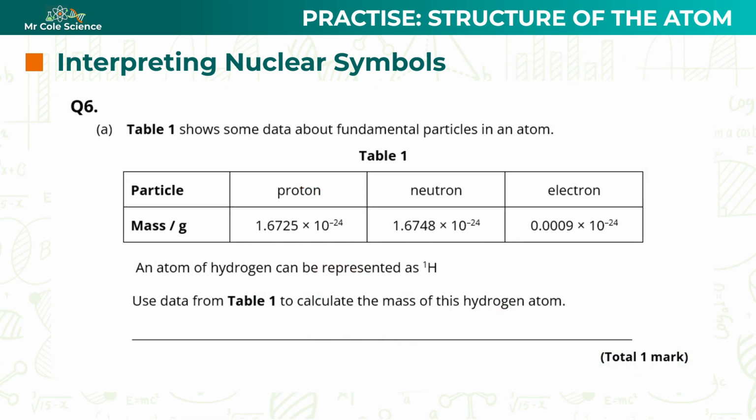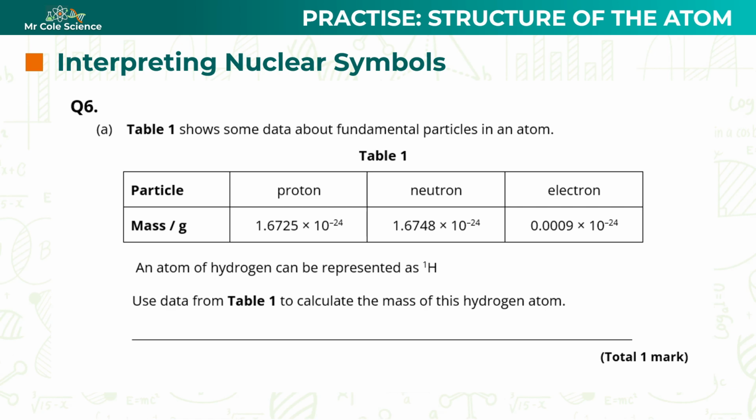Now, for our next question, we're still looking at interpreting nuclear symbols, but we then have some application to do afterwards. We're told that Table 1 shows some information about fundamental particles in an atom. And if we look at the table, which, by the way, you absolutely should. In fact, any time you're given a table, a graph, a method, a diagram, or any piece of information in an exam, look at it, read it, take the time to process what it's telling you. It's there for a reason, so make sure you actually read it and think about what it's telling you. Well, this table is telling us the actual mass of each individual subatomic particle, including the electron.